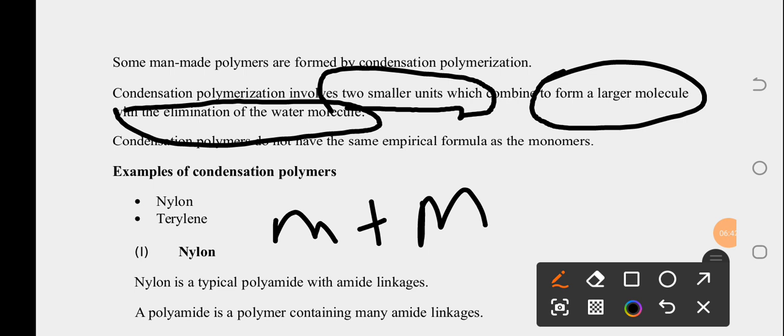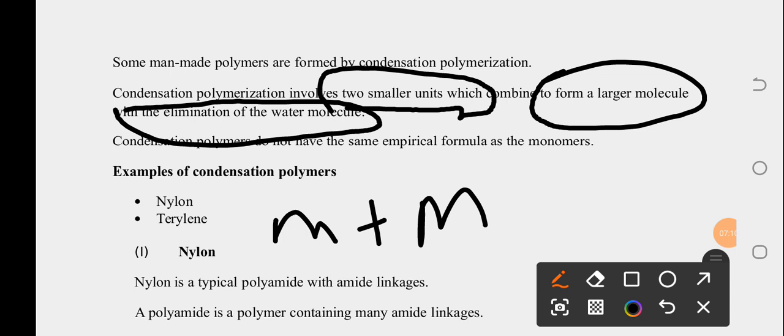When we talk of addition polymerization, that process results in the formation of a polymer only. But when we talk of condensation polymerization, this process results in the formation of a polymer, with the elimination of a water molecule. Hence, we can see the differences between the two.